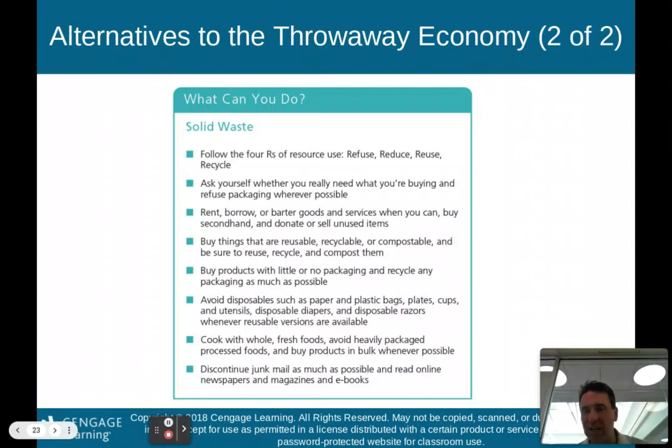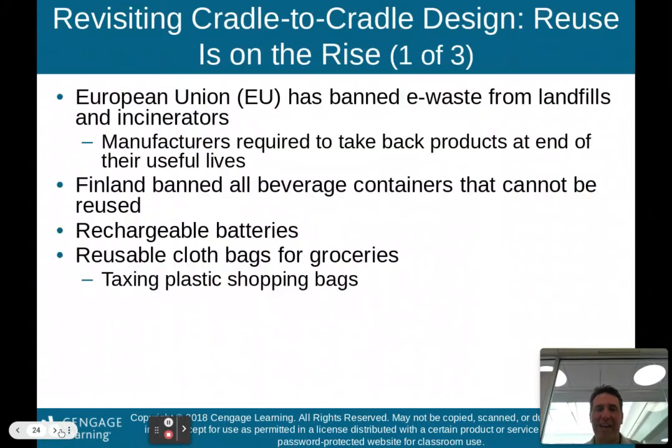So you know the routine here with these charts. Just understand a couple of things just in case you need to pull that out for an FRQ. All right, so let's revisit that cradle-to-cradle design we talked about. Again, reuse is on the rise. So the European Union has banned e-waste, that's that electronic waste, from landfills and incinerators. So that means in Europe, you have to reuse your electronic waste. It can't go into landfills and it can't be burned. So manufacturers are required to take back products at the end of their useful lives. Finland has actually banned all beverage containers that cannot be reused.